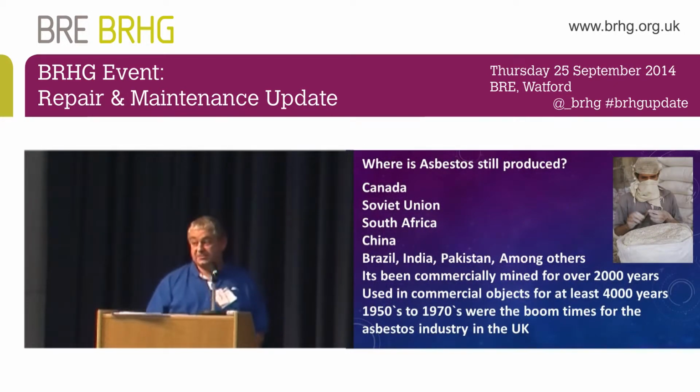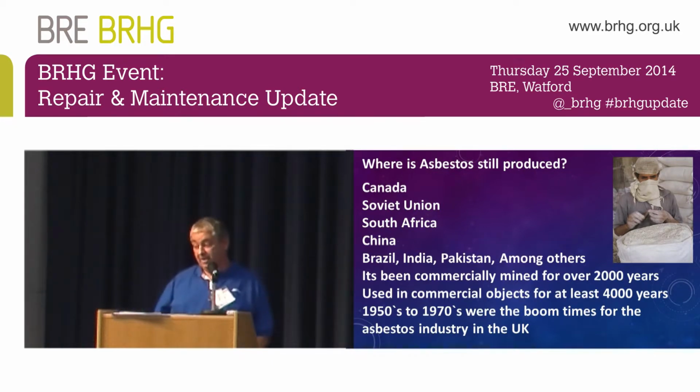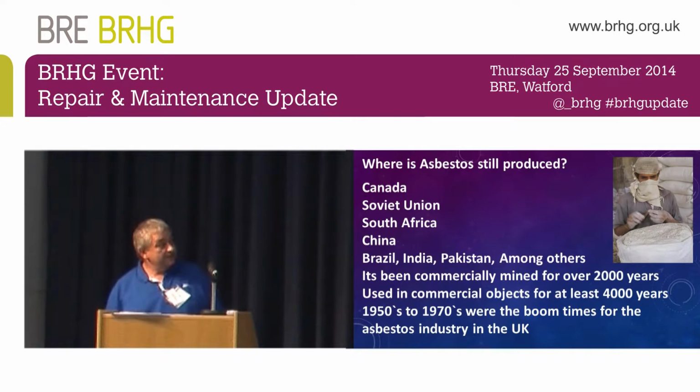So where is asbestos still produced if you go to other parts of the world? Canada, still mined and produced there. Soviet Union, South Africa, China, Brazil, India, Pakistan, Uzbekistan, Afghanistan, all mine and produce asbestos-containing materials. There's a little picture there on the left. That is, well, the asbestos sorting men.